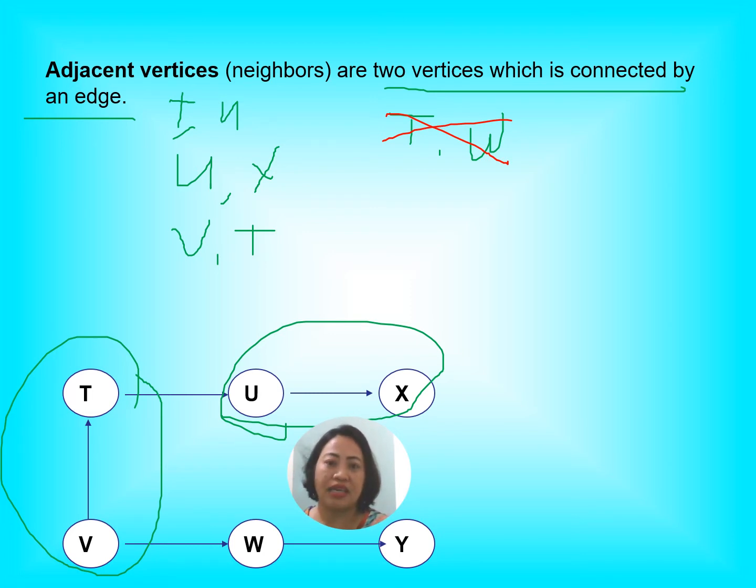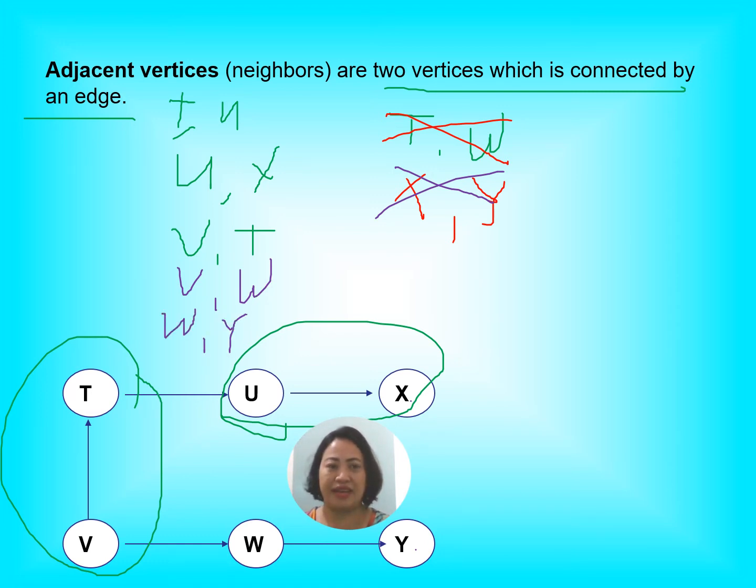Okay. Is X and Y adjacent? Very good. They are not adjacent because X and Y have no connection between them. Right? There's no edge between them. Okay? So, yeah. Another adjacent pair is W and Y. Right?